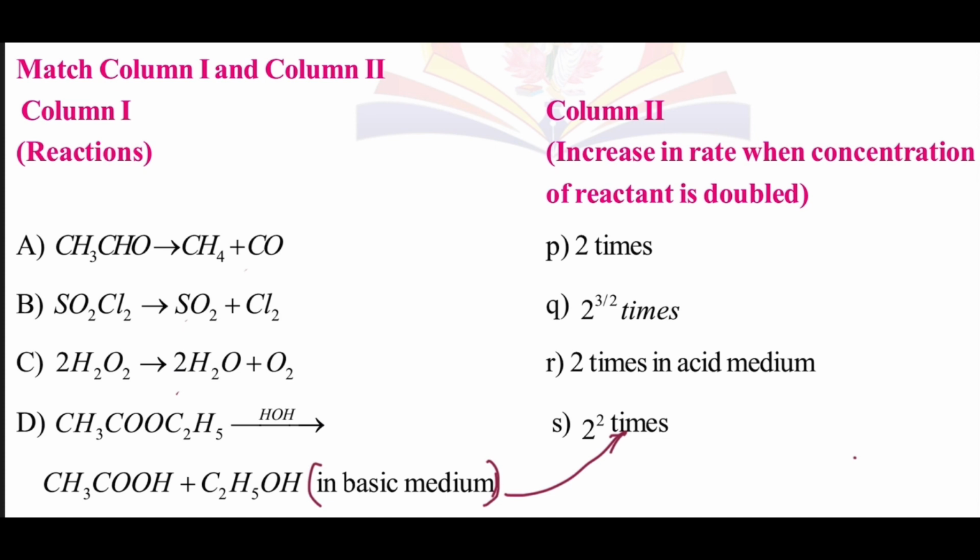Matching type of questions, chemical kinetics. CH3CHO gives rise to CH4 plus CO. For this reaction, increase in rate when concentration of reactant is doubled. When the concentration of the reactant is doubled, increase in rate will be 2 to the power of 3 by 2 times, because the order of this reaction is 3 by 2.